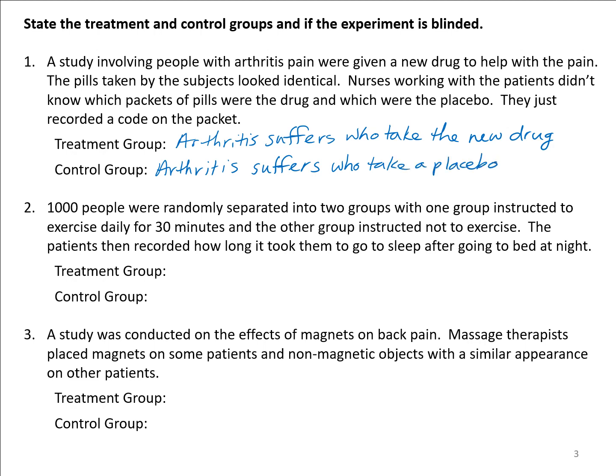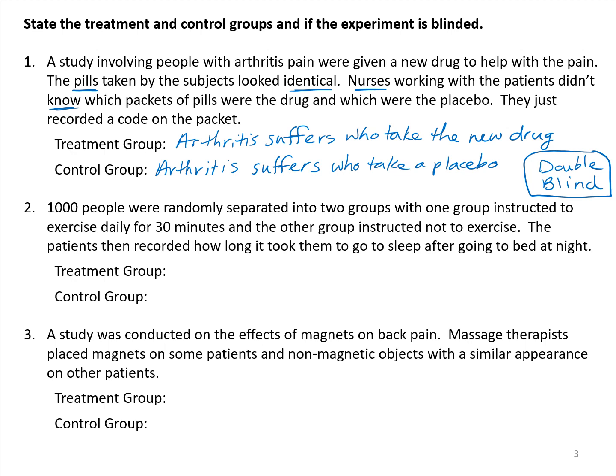Now, it said that the patients don't know what they're taking, and that's implied by saying the pills look identical, and it's saying the nurses don't know what pills are in which packages. So this would be an example of what we would call a double-blind experiment.